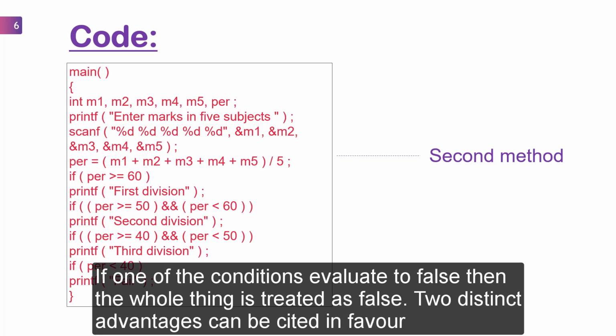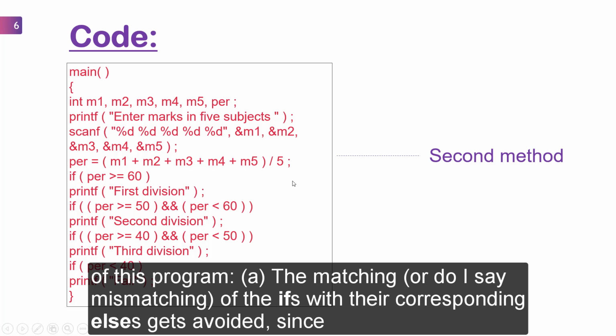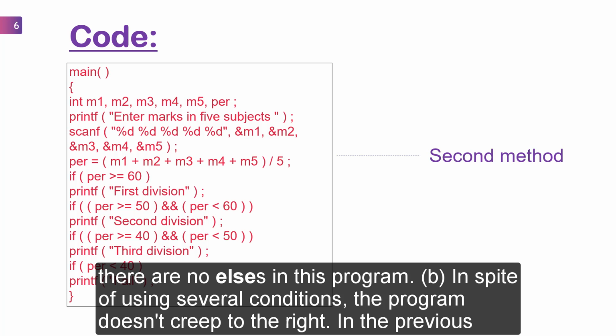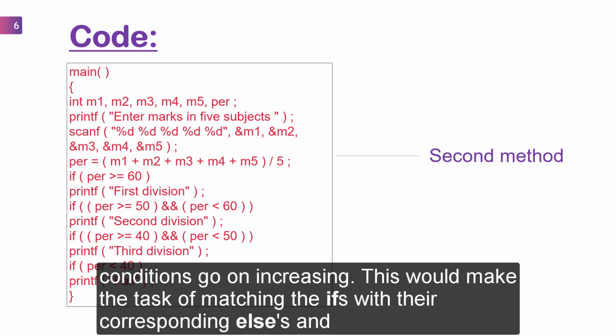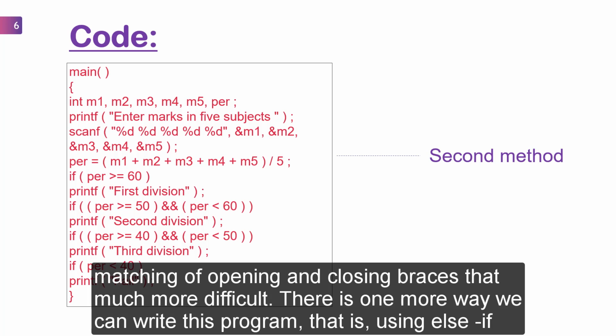Two distinct advantages can be cited in favor of this program. The matching of the ifs with their corresponding elses gets avoided since there are no elses in this program. In spite of using several conditions, the program doesn't creep to the right. In the previous program, the statements went on creeping to the right. This effect becomes more pronounced as the number of conditions goes on increasing. This would make the task of matching the ifs with their corresponding elses and matching of the opening and closing braces much more difficult. There's one more way we can write this program, that is using else if statements.